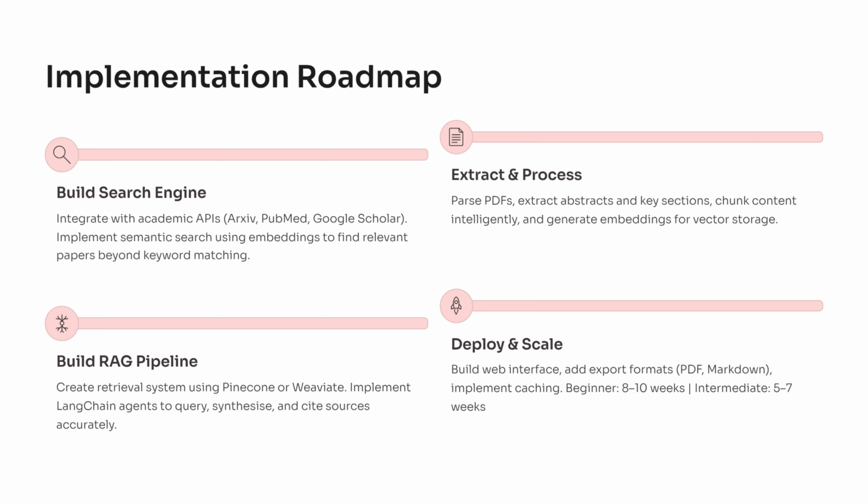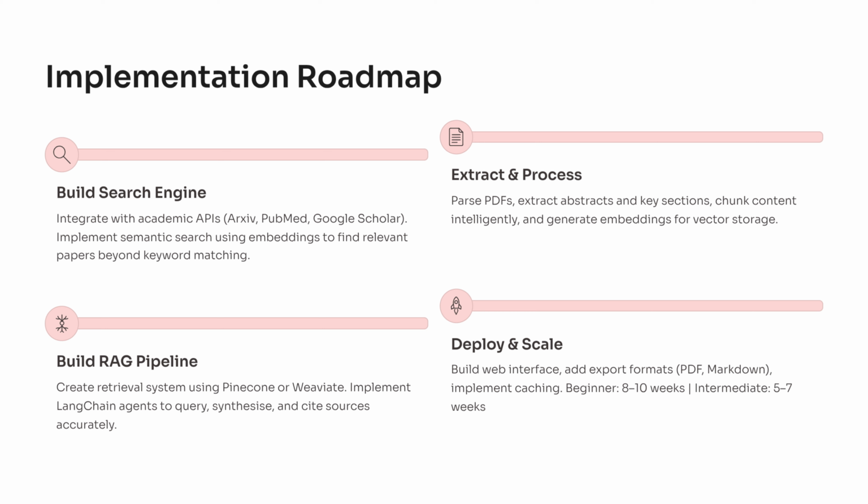When you build the system step by step, the workflow becomes very manageable, even for beginners. You start by building a search engine that connects to academic APIs such as Arxiv, PubMed, or Google Scholar, and then upgrade it with semantic search so your agent can find papers based on meaning, not just keywords. Next, you extract and process documents by parsing PDFs, isolating abstracts and core sections, chunking them into readable units, and generating embeddings to store on a vector database.